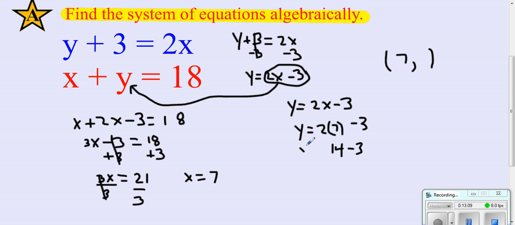And y equals 11. So my coordinate where these lines intersect, the solution to the system, is 7, 11. And that's how you would solve using substitution.